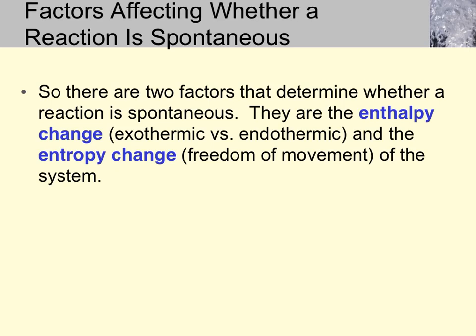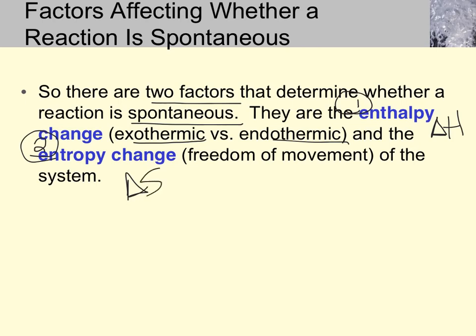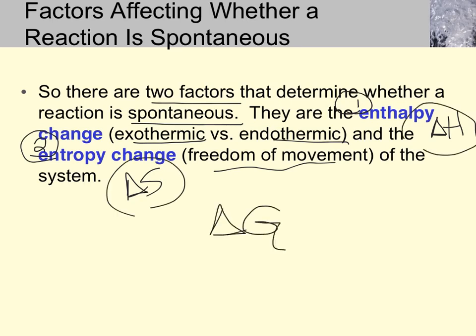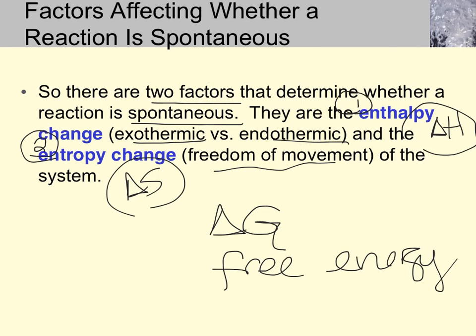Just to refresh your memory, we left it off with the idea that there are 2 factors that determine whether or not a reaction is spontaneous. That is the enthalpy or heat of reaction, and whether it's exothermic or endothermic. Enthalpy change is delta H, and the second factor is entropy change, delta S, which you can think of as freedom of movement. Delta S and delta H work together to give us a property that we call free energy, represented by delta G. And we'll be doing some calculations in this lecture.